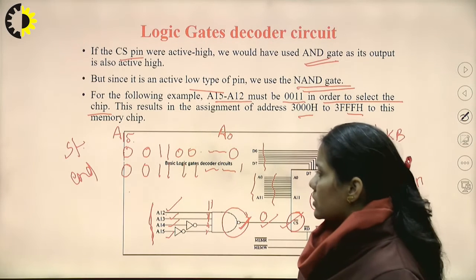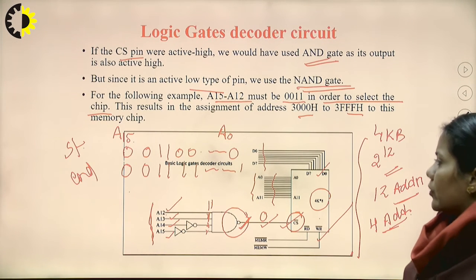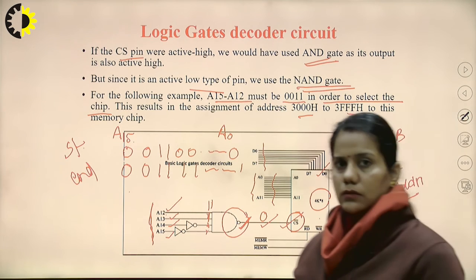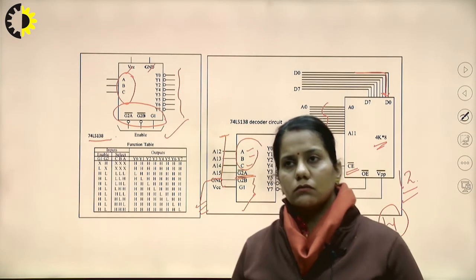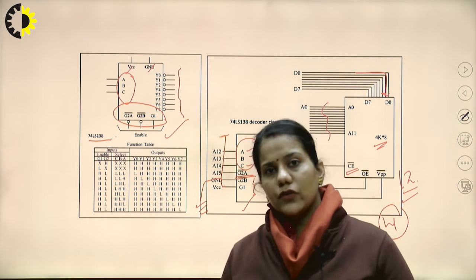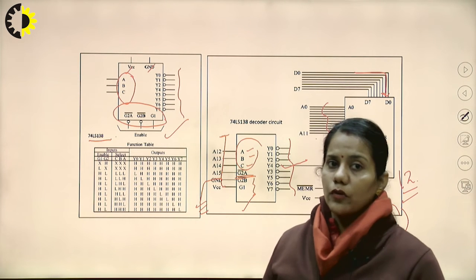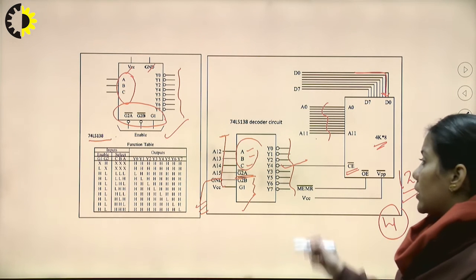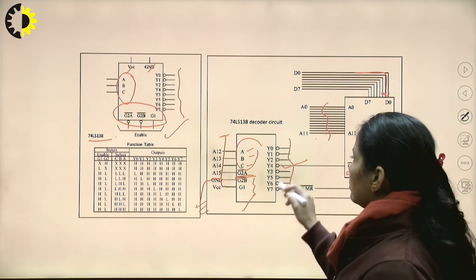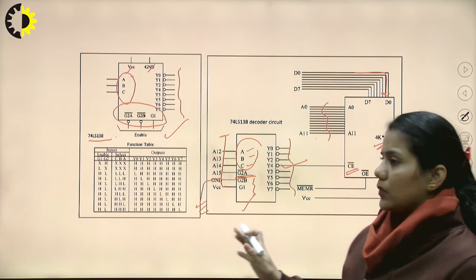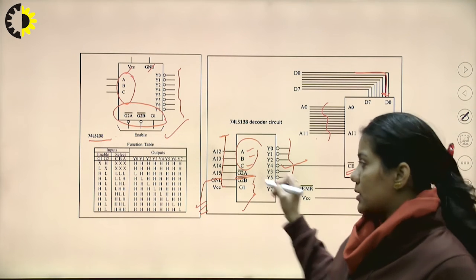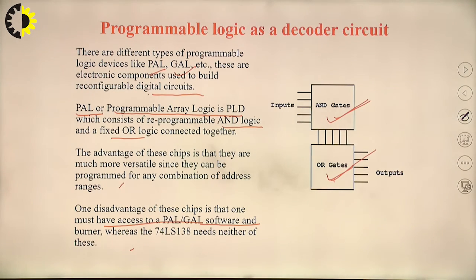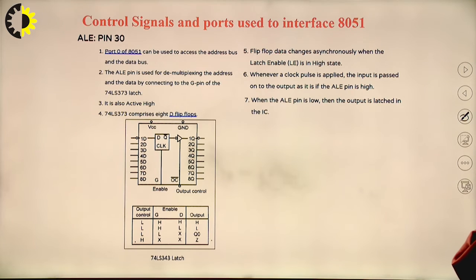And in case of a limited number of memory ICs, we can simply use the gates logic. But if we have to interface more and more ICs, suppose up to 8 in number, we can easily connect 8 memory ICs at a time using this decoder logic. So this is better than programmable logic devices.